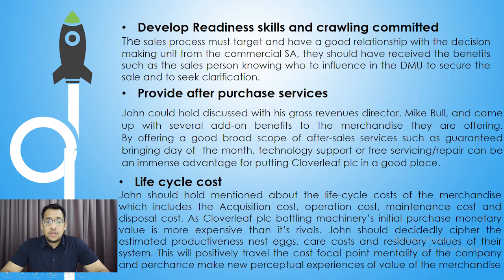John could use the creeping commitment scheme by seeking to get involved with commercial SA during the initial stage of buying. He could develop a good working relationship with DMU members by asking about the company's expansion, instead of going straight into discussing this product. He could also find out more about the company's old and current bottling machines, as well as the previous suppliers of the machines. With a good relationship developed and information acquired, he could definitely position his product in a way to appeal better to commercial SA.